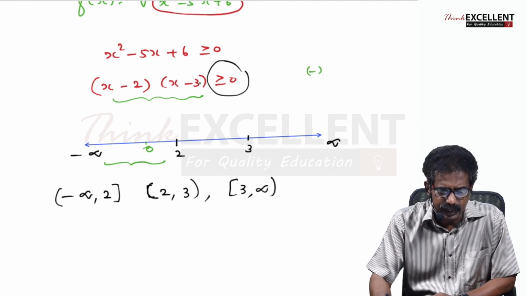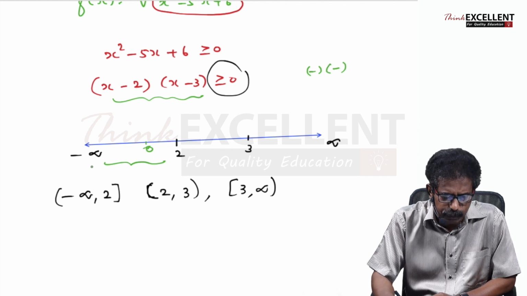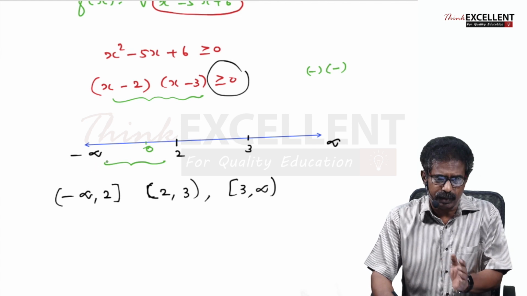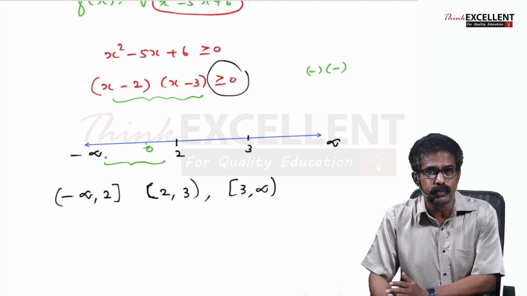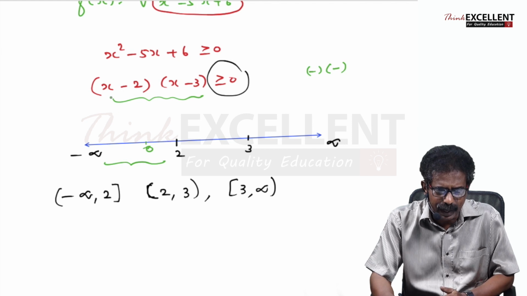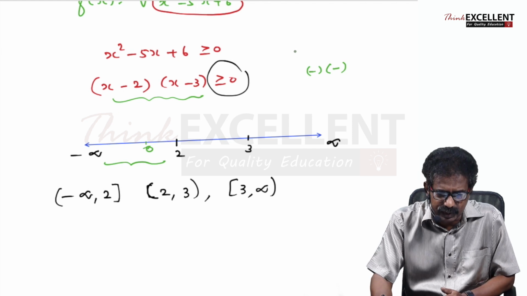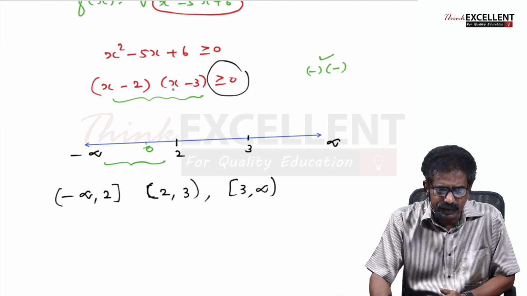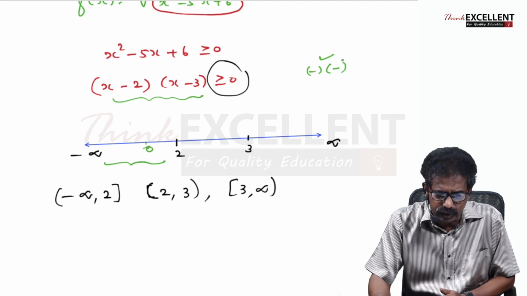0 minus 3, that is minus 3, that is also negative. You can take any number, not only 0, in that particular range, from minus infinity to 2. You can even give minus 5. If I take minus 5, minus 5 minus 2 is minus 7, it is negative. Then minus 7 minus 3 is minus 10, that is also negative, right?